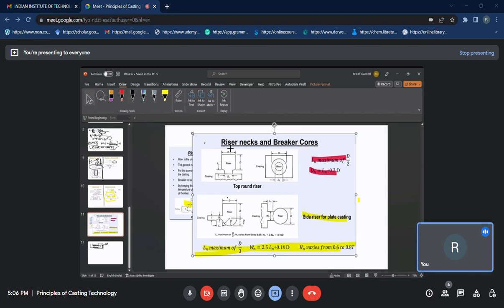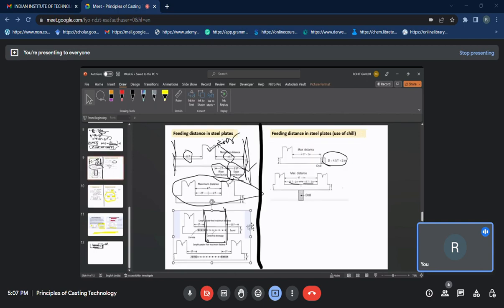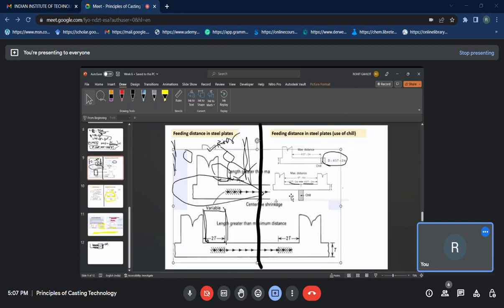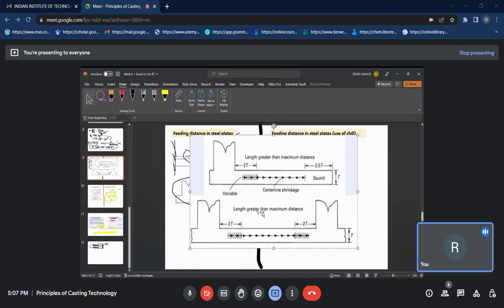So I was discussing this also. If the maximum feeding distance in your section is exceeded, the edge will give a sound edge to its usual L. But centerline shrinkage may extend some variation in distance into the area that would ordinarily be expected to be sound because of the riser effect. Okay. So there is one more thing.